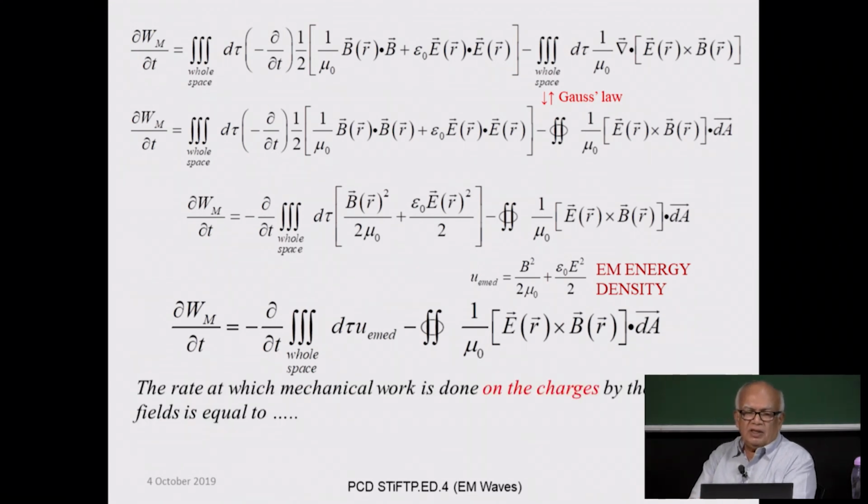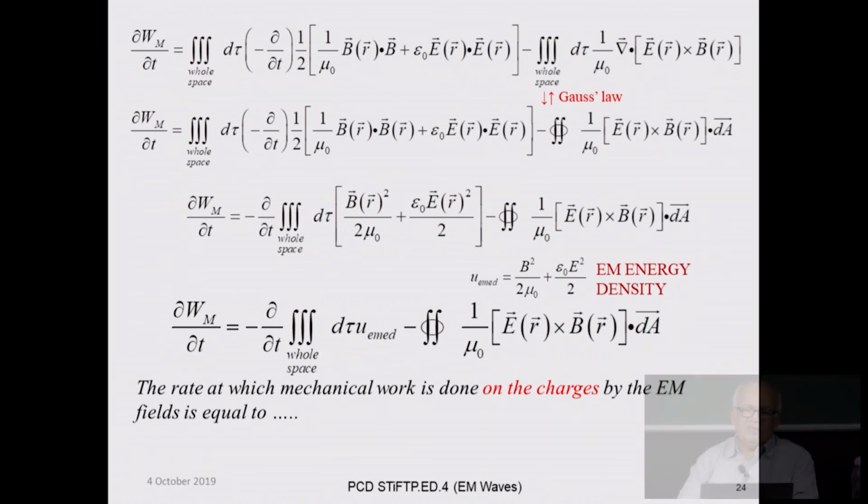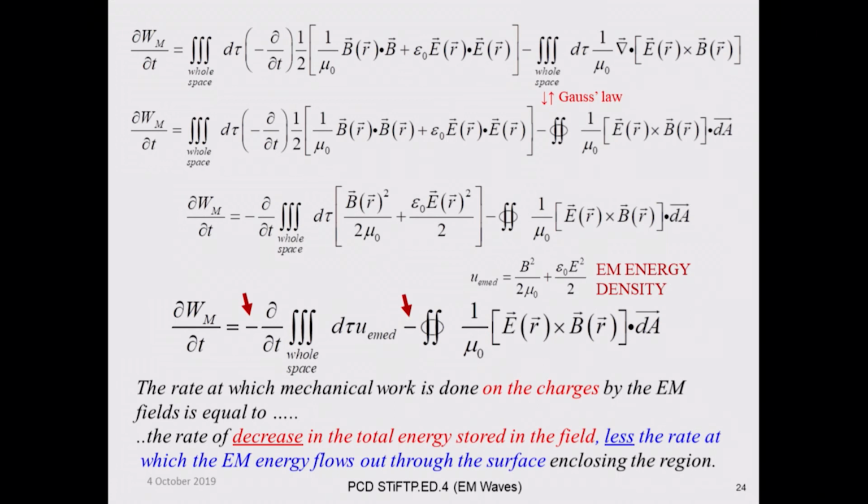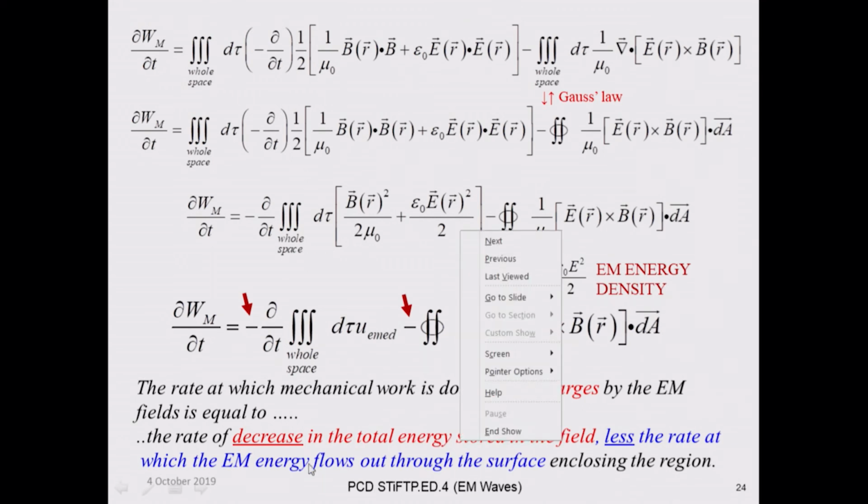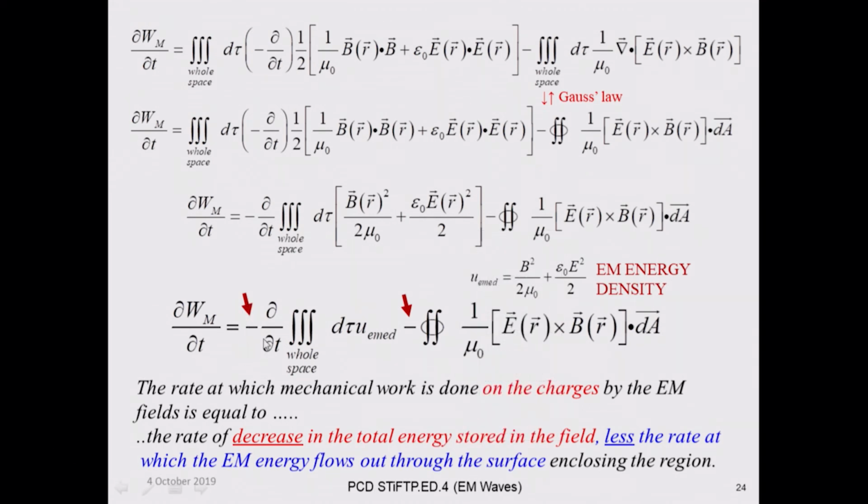And what this equation is telling me is that the rate at which mechanical work is done on the charges by the electromagnetic fields is equal to the rate of decrease in the total energy stored in the field. Why decrease? Because there is a minus sign. Okay. So, here this is the minus sign I am referring to. It is the decrease in the total energy. This is the total energy. This is the energy density integrated over the whole volume. Okay. So, this is the total energy which is depleted because of this.